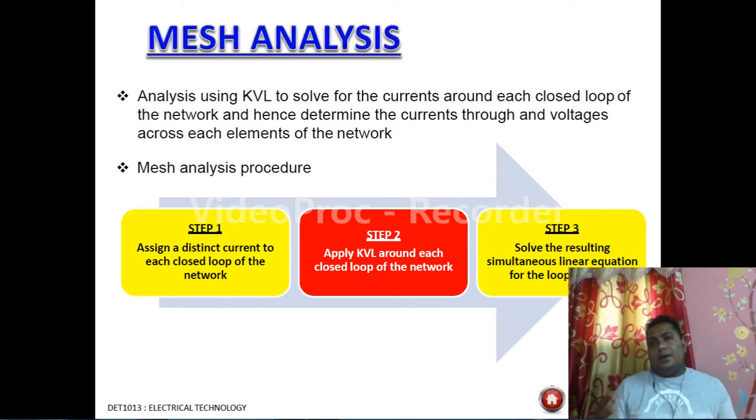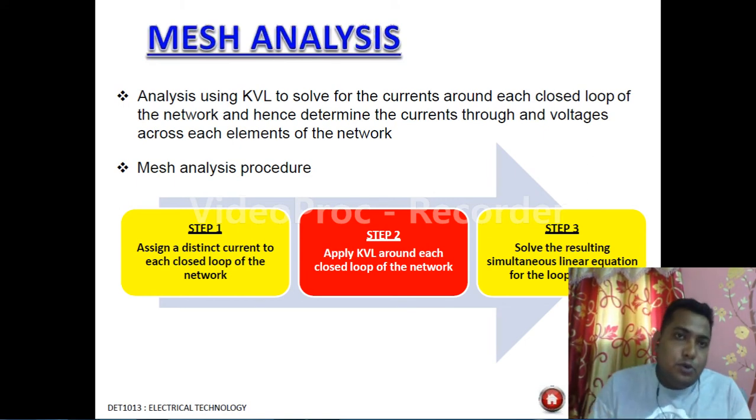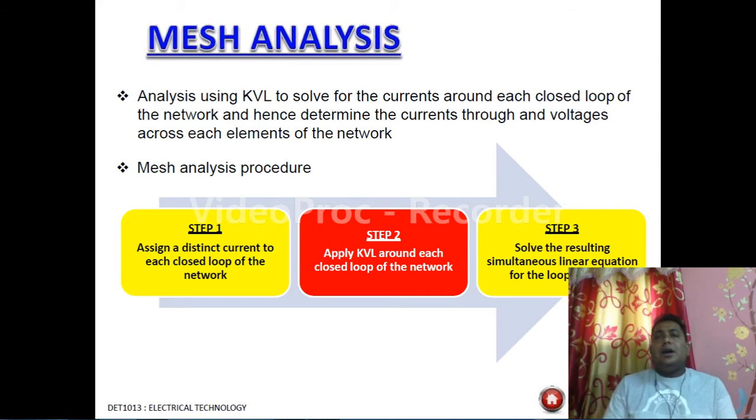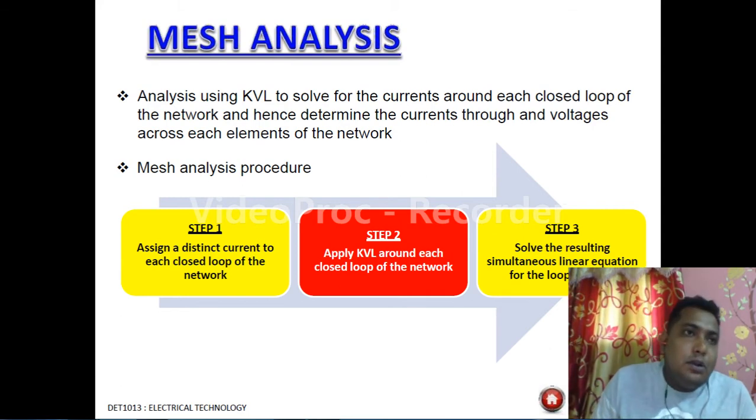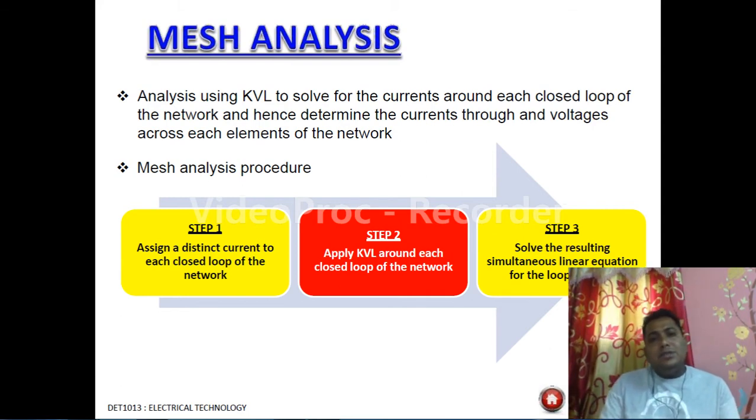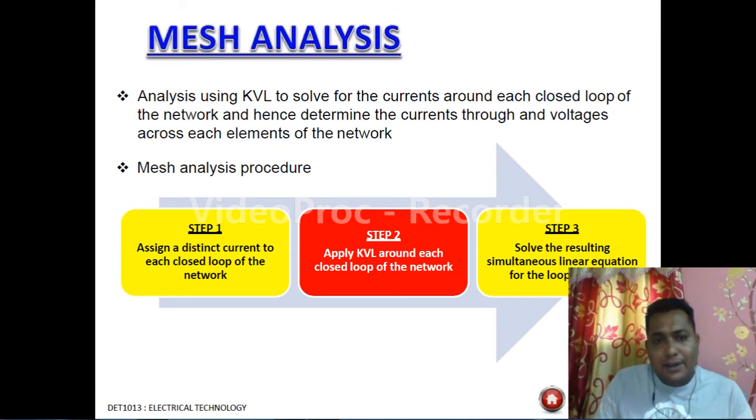So KVL is applicable to some loop, and mesh means a combination of some loop. So analysis using KVL to solve for the currents around each closed loop of the network, and hence determine the currents through and voltages across each element of the network. So in mesh analysis we have different steps.